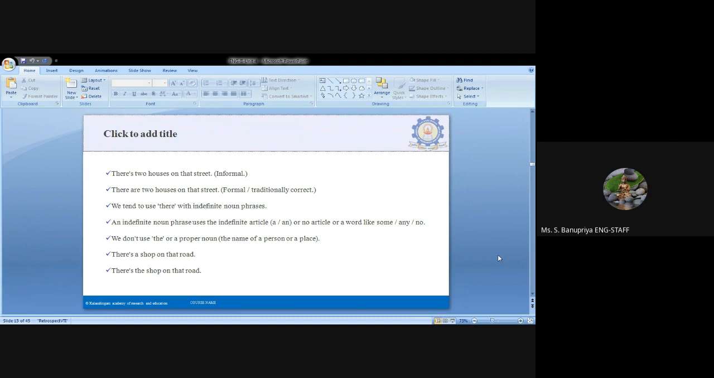We tend to use there with indefinite noun phrases. An indefinite noun phrase uses the indefinite article, or an article, or no article, or a word like some, any, no. We do not use the or a proper noun, the name of a person or a place. There is a shop on that road. There is the shop on that road.